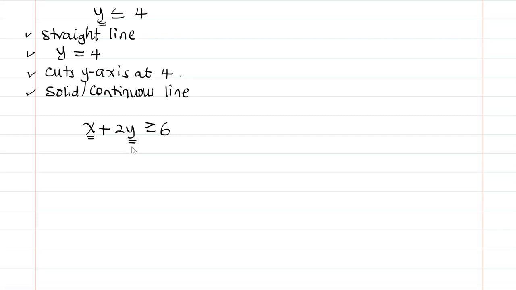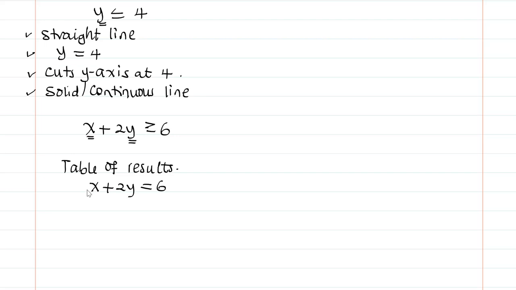What we do here is we get a table of results. And as I've said, we change the inequality symbol to an equal sign just for the analysis. So we shall have here x plus 2y equals 6. And you can see that this is a straight line, okay? But this line is not vertical and is not horizontal. It is slanted. It has a gradient.